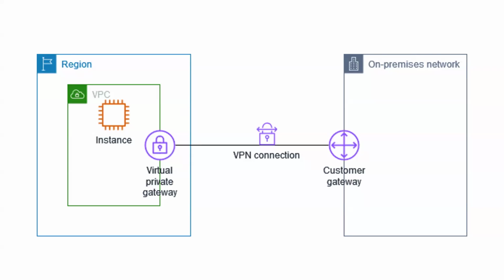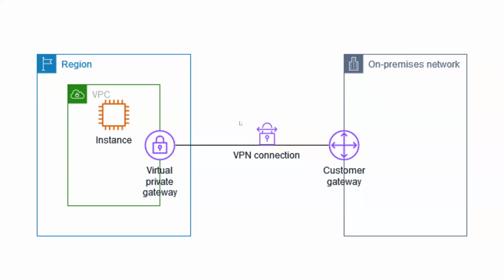Imagine a scenario where you have an AWS account and you have a VPC and you have some resources running in there, for example, EC2 instance. And at the same time, you have a corporate data center with on-premises server. So how can we enable the connection between the two, and how can our EC2 instance talk to the on-premises server and vice versa as well?